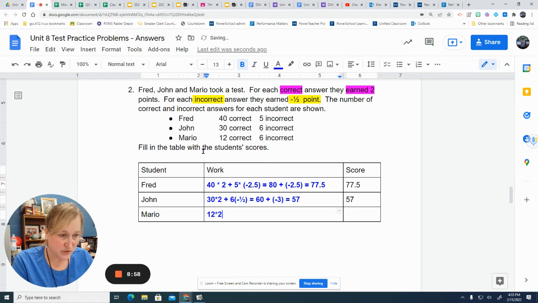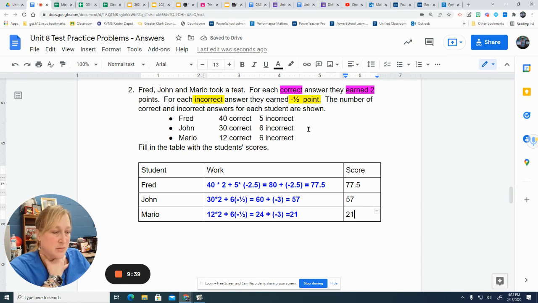Mario has 12 correct. He got 2 points for each, so I have to multiply that by 2. Plus, he got 6 incorrect too, so I can just do the same thing. 6 times -1/2. Equals 12 times 2 is 24 plus the -3. So my answer will be 24 minus 3, which is 21. So Mario did a great job. He got 21.